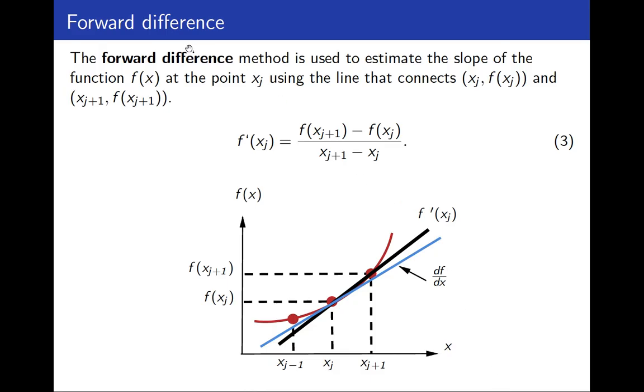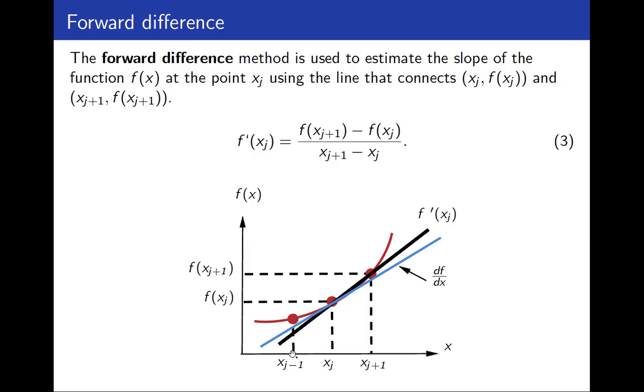The first one is called the forward difference. This method is used to estimate the slope of the function f(x) at the point xj using the line that connects these 2 points. Let me show this sketch. We have the function f, illustrated here in the red line. Here I introduce 3 points. This point is the value.